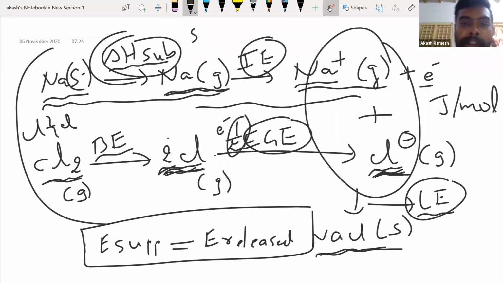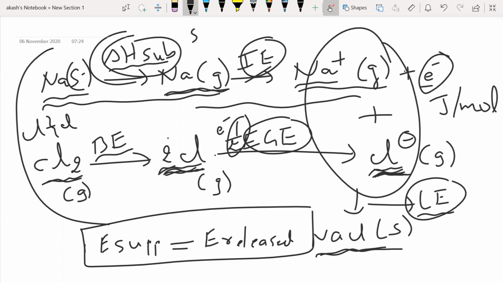Okay, right. Now what about ionization enthalpy here? Is it supplied or released? Released? Sorry? Oh my God. How is it released, people? You are taking out an electron against the force of attraction of the nucleus. This electron is strongly attracted by the nucleus. And obviously you have to supply energy to remove the electron. Is it not?